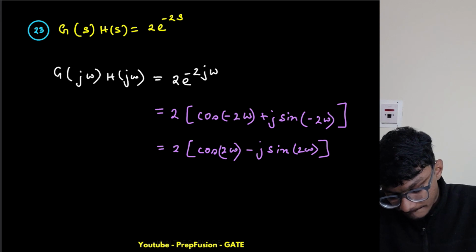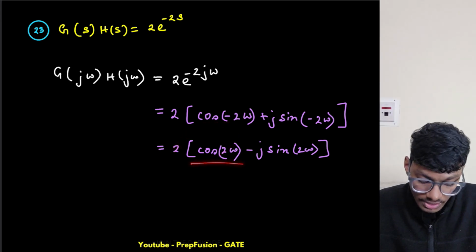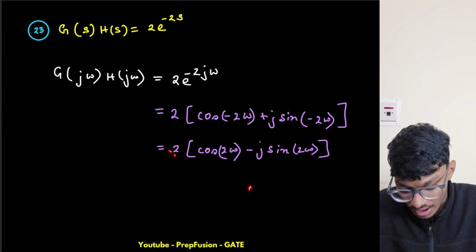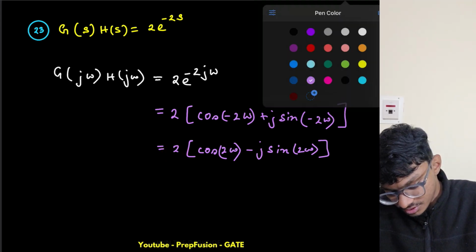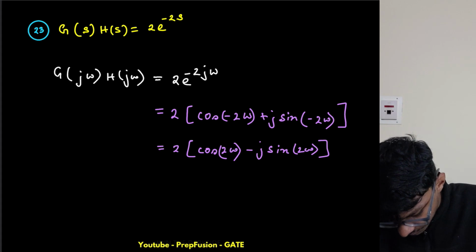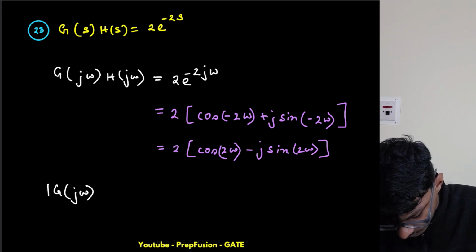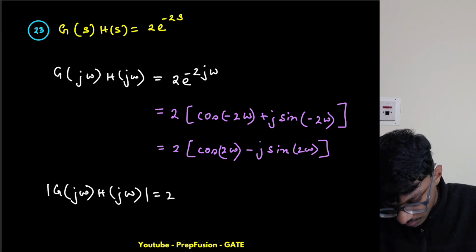Now what if you want to find the magnitude? You will do cos 2 omega square plus sin 2 omega square, under root that. So it is simply 1 itself. I am only left with 2, so simply my magnitude is 2. Magnitude is 2.